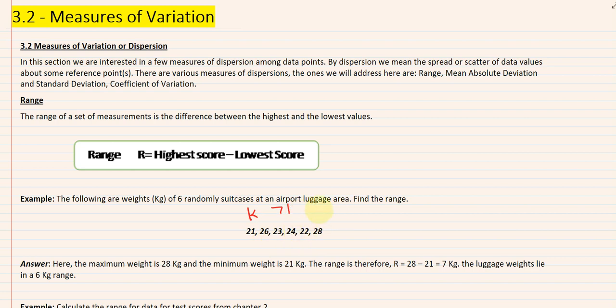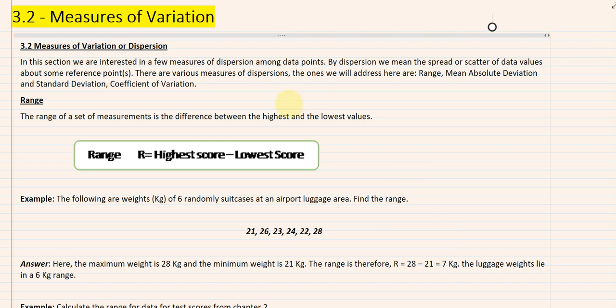This is useful. Usually we would like to have a small range. Imagine if I said that the range of weights of suitcases were 15 kilograms. That's a wider range, as opposed to the current range of 7 kilograms. That means there's less of a spread in the data, and we like the smaller the spread, the better. So that's one measure of variation. We're not going to do a lot with range again going forward, but it's a measure of spread of data points.